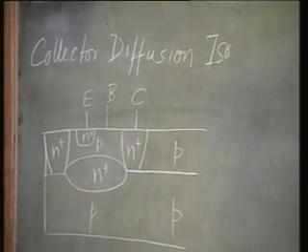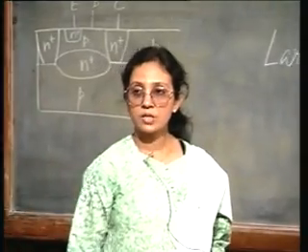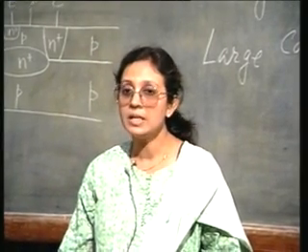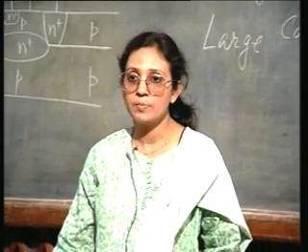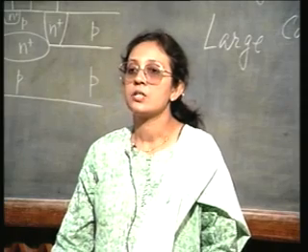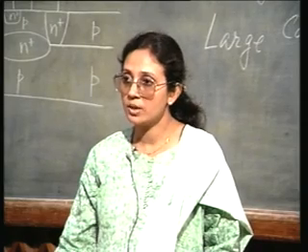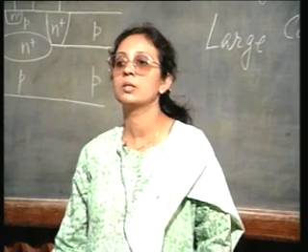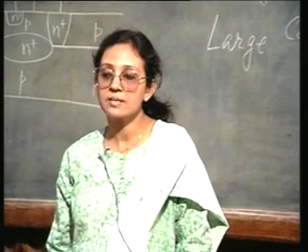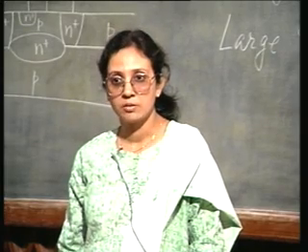Collector diffusion isolation or CDI, in which case you started out in a very similar way, with the N plus buried layer, but then instead of having an N epitaxial layer, you have a P epitaxial layer, and instead of having the isolation P plus diffusions, you have N plus collector diffusions. So, this N plus collector diffusion together with the N plus buried layer is serving a dual purpose. It is performing as a collector and also doubling as an isolation region.